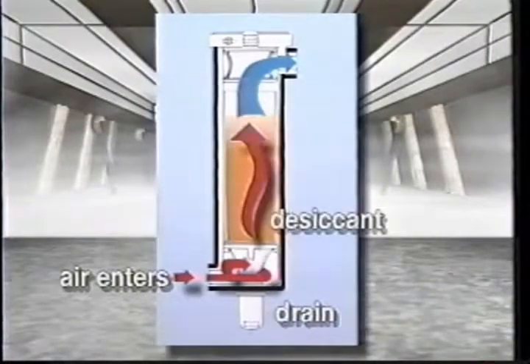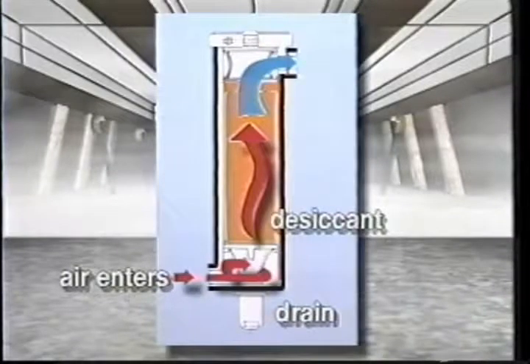Air then passes through openings in the cone and contacts desiccant contained in a synthetic fiber bag. Our small units use a special polyester bag. The bag on the larger sizes is polypropylene for additional strength. The bag is supported by a stainless steel screen.